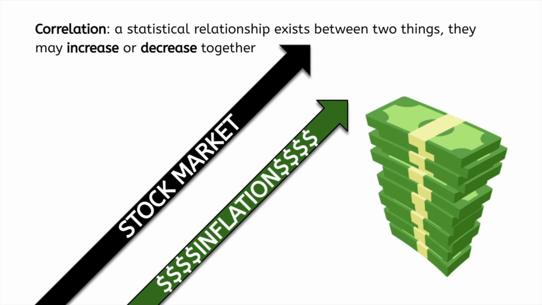Correlation means that a statistical relationship exists between two things. They might either increase or decrease together. So for an example, when we looked at the stock market in the 1920s, as the stock market went up, so did inflation. Money became less valuable and prices continued to rise. So as the market rose and business increased significantly in America and overproduction took place, inflation rose with it. So in a correlation, things move together. They either increase together or they decrease together. So in a correlation, events tend to move together.